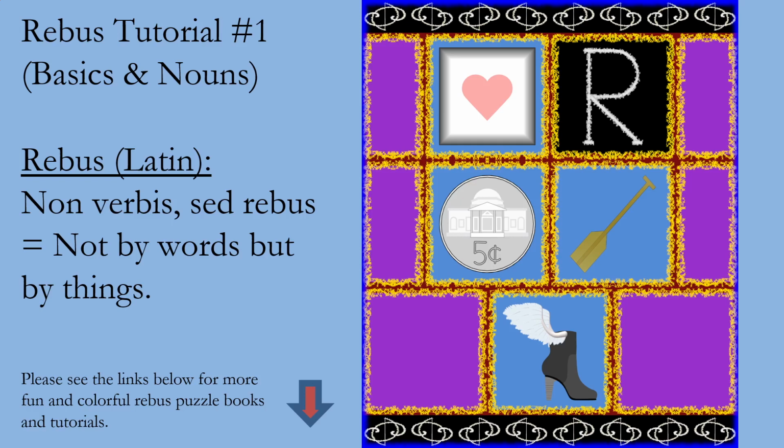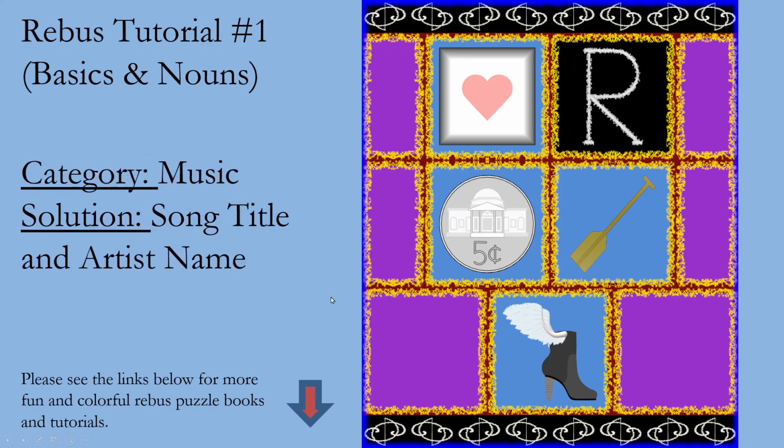And this is the basic introductory tutorial. Number 1 is just about nouns, mostly because most of the pictures are nouns. You know, here we have a heart and a coin and an oar and a shoe. So a lot of times nouns is what you're going to get.